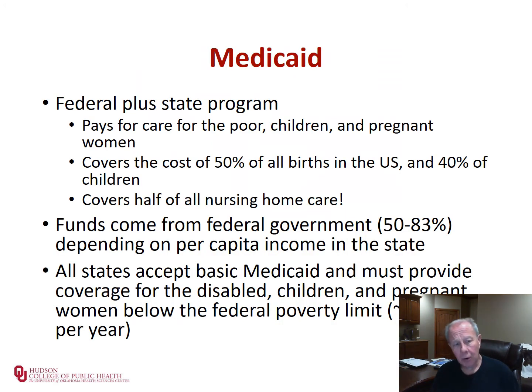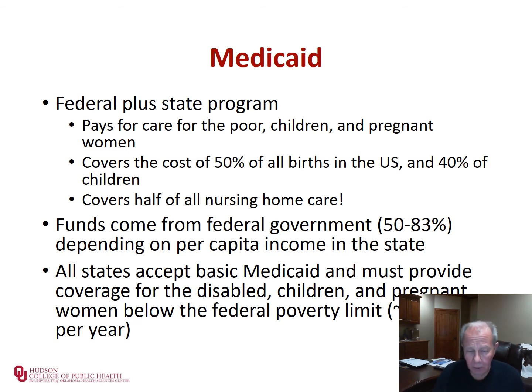Let's move to the Medicaid program, which provides a lot of the coverage for healthcare in the United States. In fact, it probably spends as much or maybe more than Medicare now. It's a federal state program. The federal government pays the largest chunk of the fees for the state. It pays for care for the poor, children, and particularly pregnant women. Right now in the United States, Medicaid pays for 50% of all births and pays the health care cost for 40% of the children in the United States.